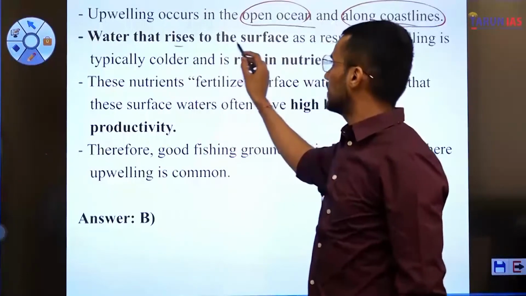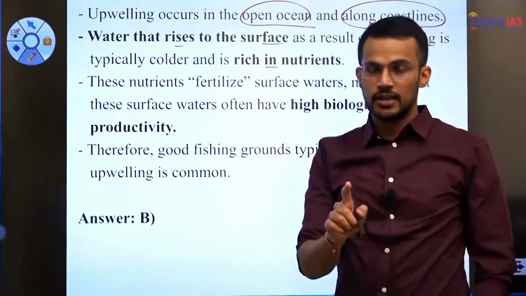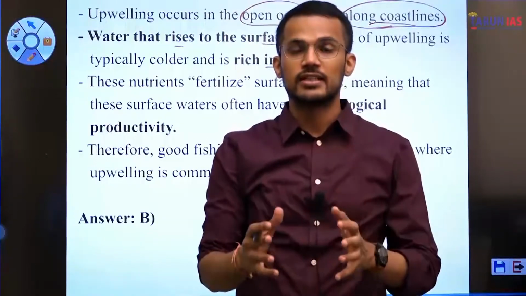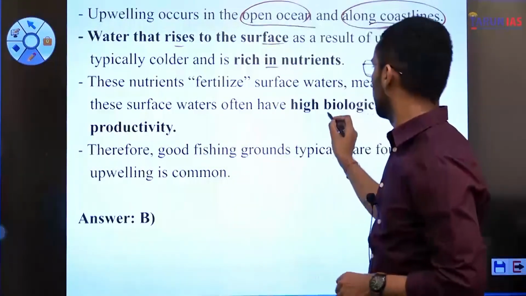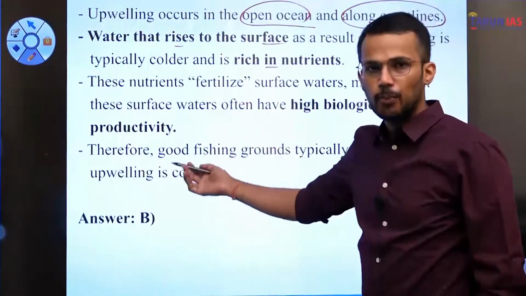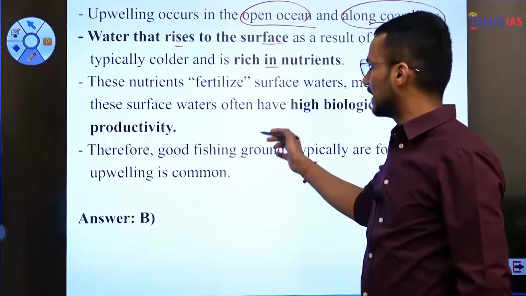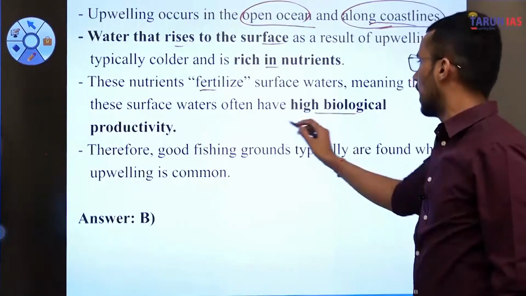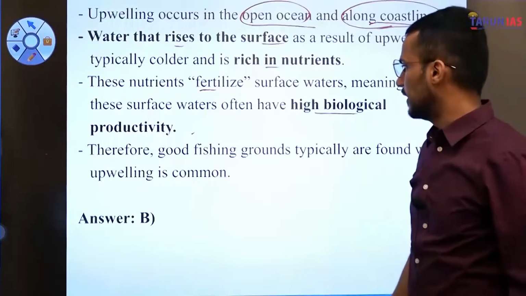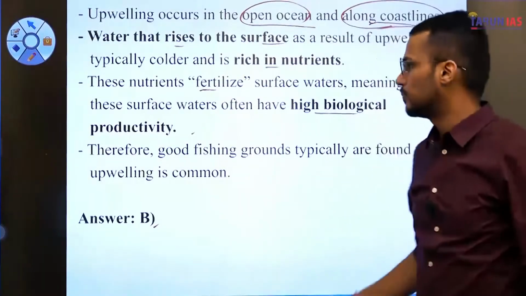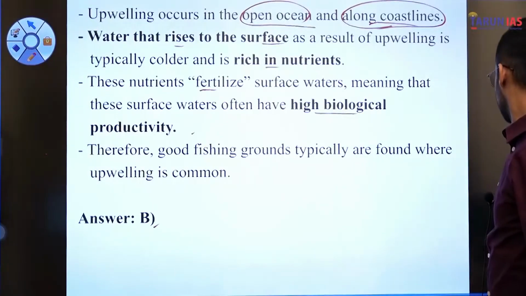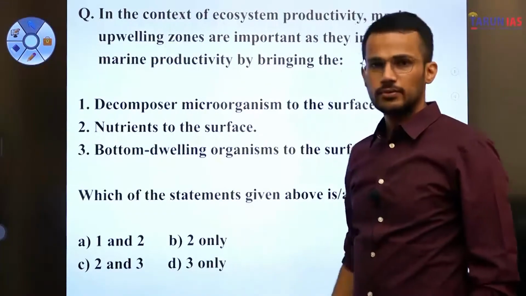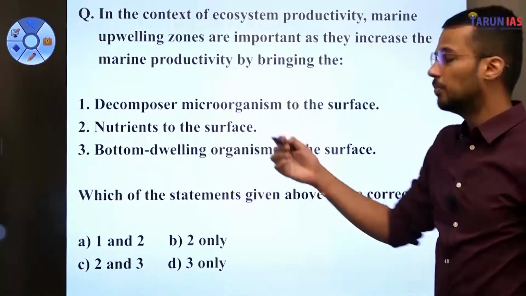Next, water that rises to the surface is rich in nutrients. The surface water is getting more nutrients, which are used up by the producers in the upper layer of the water, and that is similar to the fertilization of that surface water, which will lead to high biological productivity. And hence option B is correct with respect to this question. Fine. Let me take you back to the options, and the option is 2 only, right? Because it is nutrients that are being brought up by the upwelling.